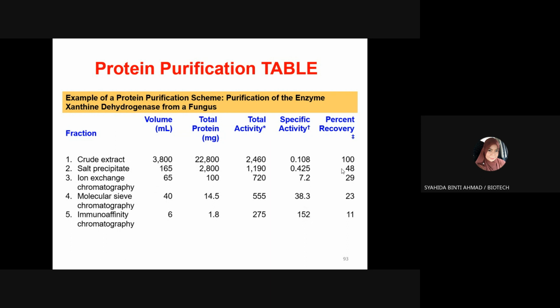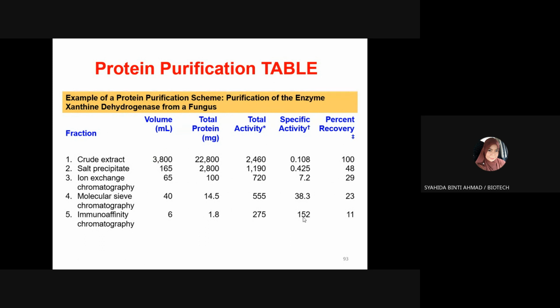But you will see the volume is less, the protein also less, because you will lose a lot of protein. It's not really lost, but the amount of protein that you need is very low in the extract. Meaning you have already removed the others. So the protein amount that you need is only around 1.8. This is the protein of interest that you want. And the total activity is 275. But your specific activity is the highest because that is the enzyme that you want.